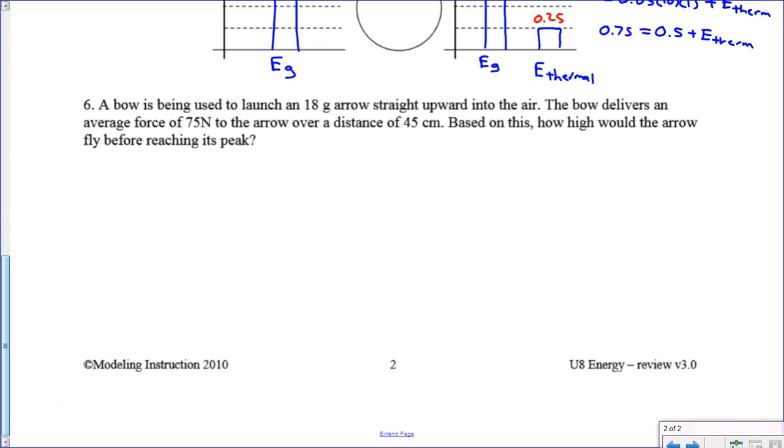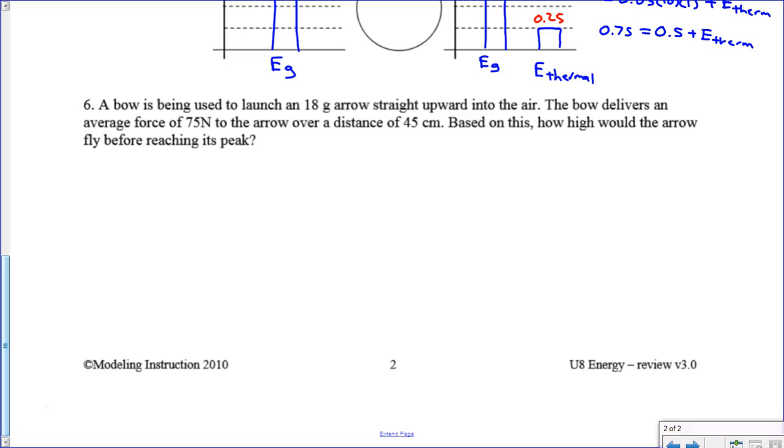The last problem here, we've got a bow that's being used to launch an 18-gram arrow straight upward. The bow delivers an average force of 75 newtons to the arrow over a distance of 45 centimeters, and I want to know how high the arrow would fly before reaching its peak. So on this one, what we've got is a bow that you can consider the bow to be doing work on an arrow. I give you the force and the distance here, which is kind of a key that I might be going that route.